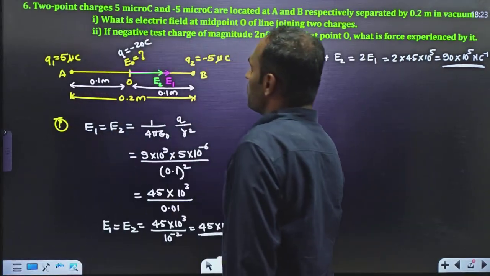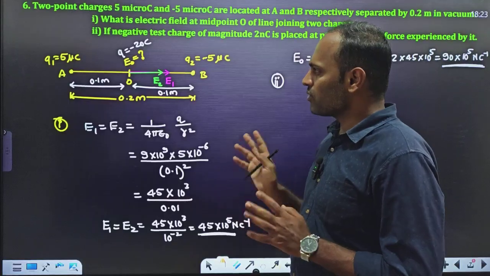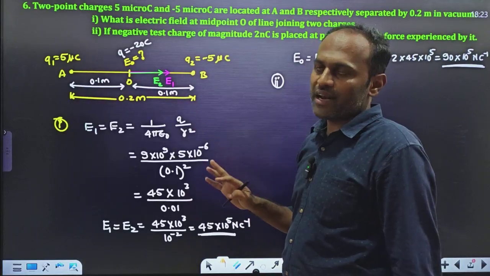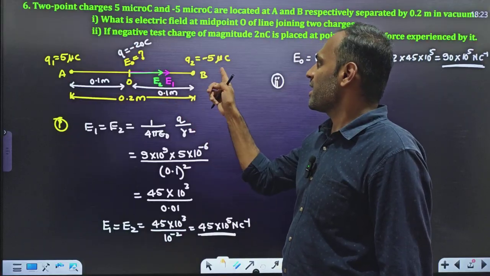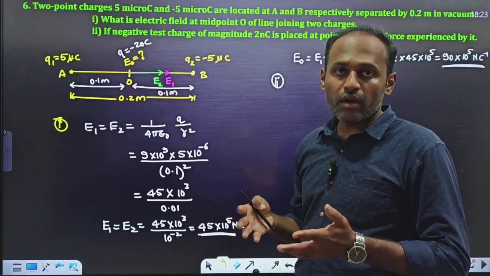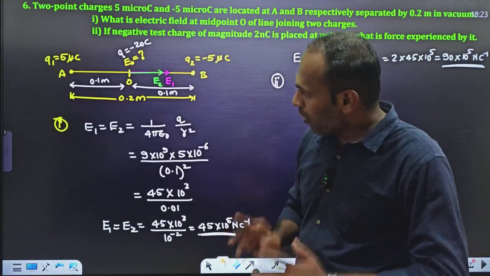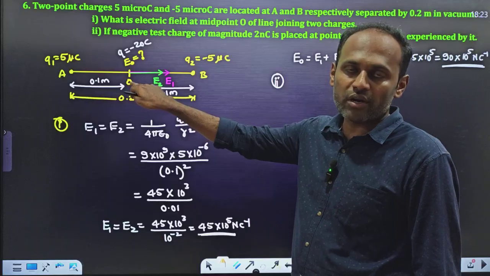See, to calculate the force experienced by minus 2 nanocoulomb, we already know that a force from minus Q acts on it, and a force from plus 5 acts on it, and a force from minus 5 acts on it. So two forces will be there, all that we know. But don't apply that concept. You already know what is the electric field at point O.